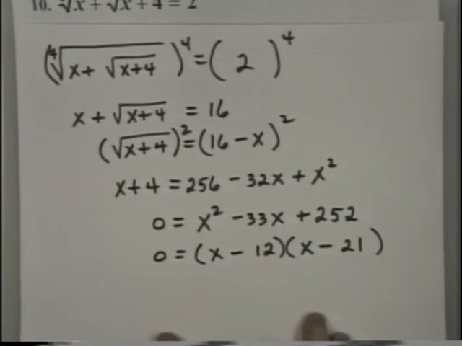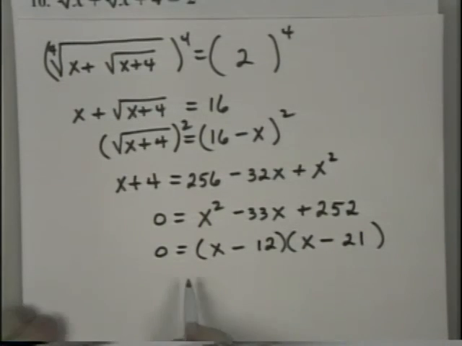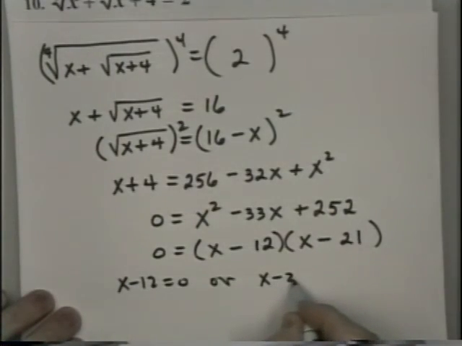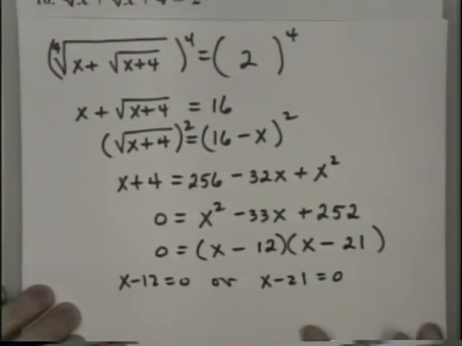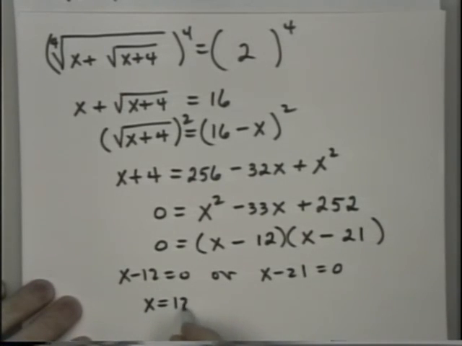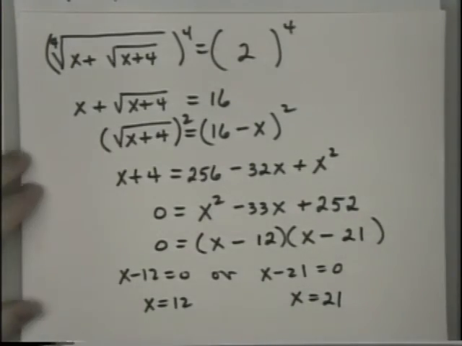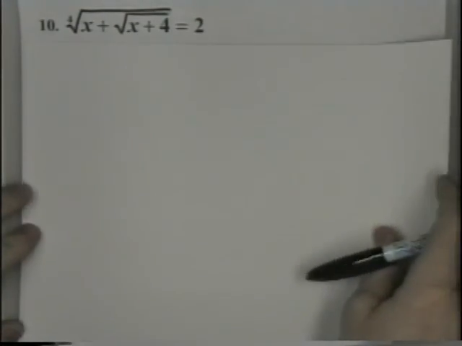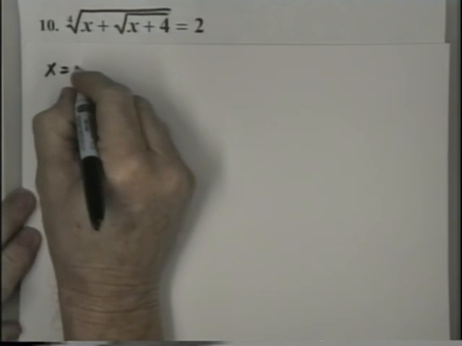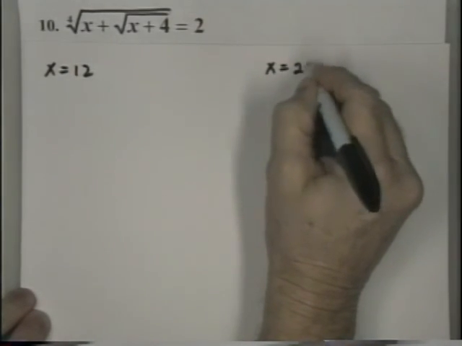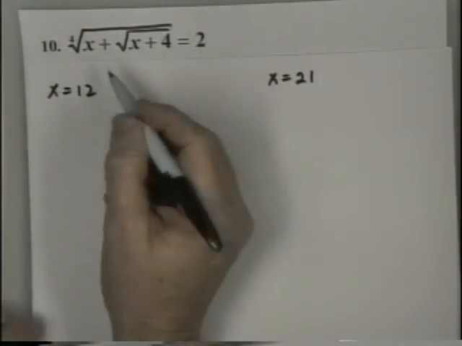All right, so set each factor equal to 0. x equals 12. x equals 21. Maybe. All right, we've got to go back to the original equation. Here it is. And we've got to ask, is x equal to 12, or does x equal 21? Well, let's try 12.